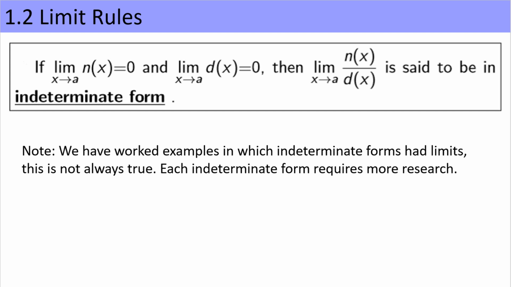So let's formalize the term indeterminate. If the limit as x approaches a of n of x equals 0 and the limit as x approaches a of d of x equals 0, then the limit as x approaches a of n of x divided by d of x is said to be in indeterminate form. Note, we have worked examples in which indeterminate forms had limits. This is not always true. Each indeterminate form requires more research.